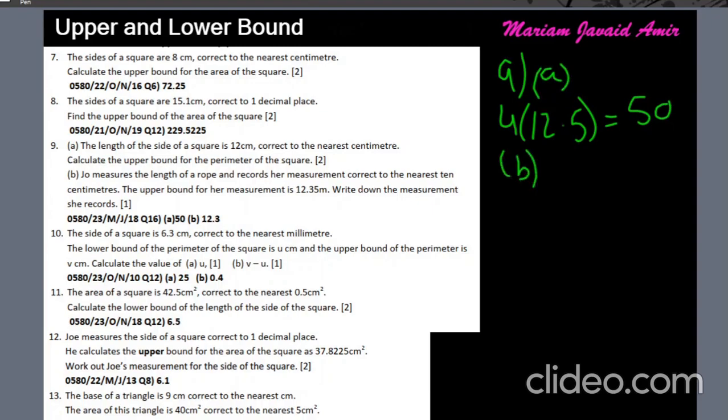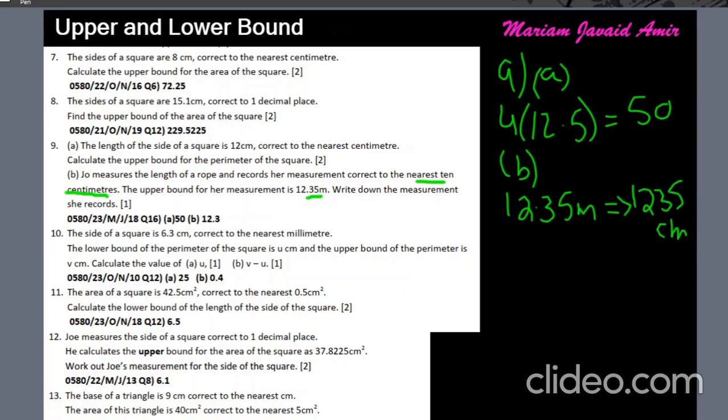9 part B. Joe measures the length of the rope and records her measurement correct to the nearest 10 centimeters. The upper bound for her measurement is 12.35 meters. Write down the measurement she recorded. The first thing problematic about this question is there's a unit conflict. This is in meters and then correct to the nearest 10 centimeters. So let's first fix this conflict. Let's change 12.35 meters to centimeters just for now. So this becomes 1235 centimeters.